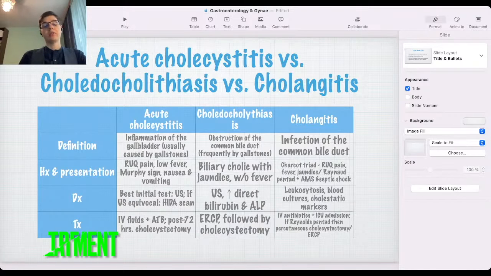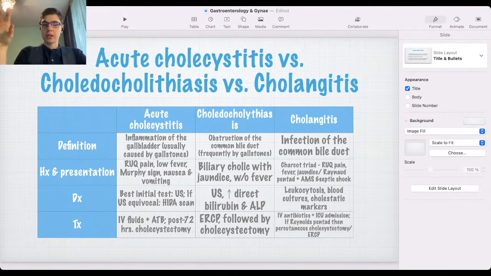The treatment for acute cholecystitis is represented initially by IV fluids and antibiotics. Once the patient has been stabilized, usually at 72 hours, then cholecystectomy is performed to avoid future crisis. Choledocholithiasis, on the other hand, as we explained previously, is treated with ERCP. And then cholecystectomy is applied to the patient.